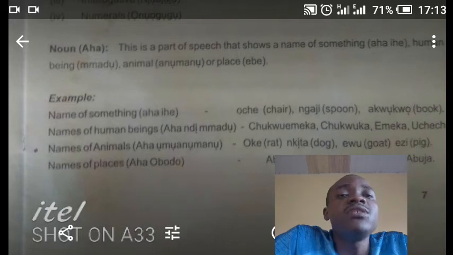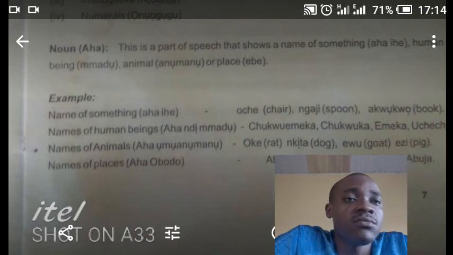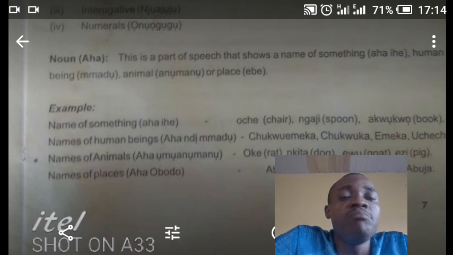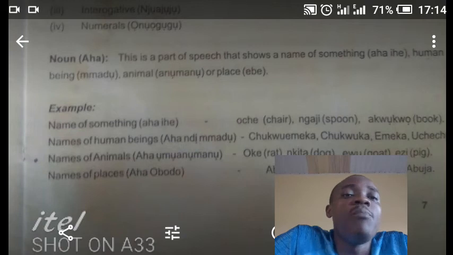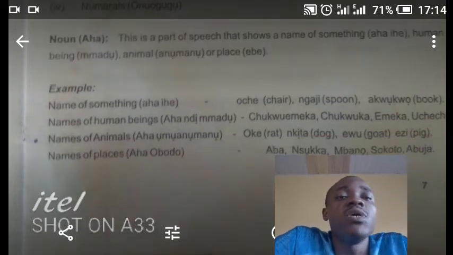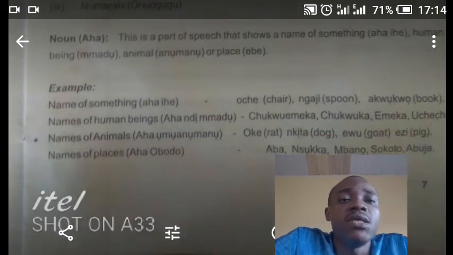Okay? Now, this is a part of speech that shows the name of something. That means name of something in Igbo is aha ihe. It could be a human being, which is mmadu, it could be an animal, which is anumanu, or a place, which is ebe. So animal is anumanu in Igbo, and place is ebe in Igbo.